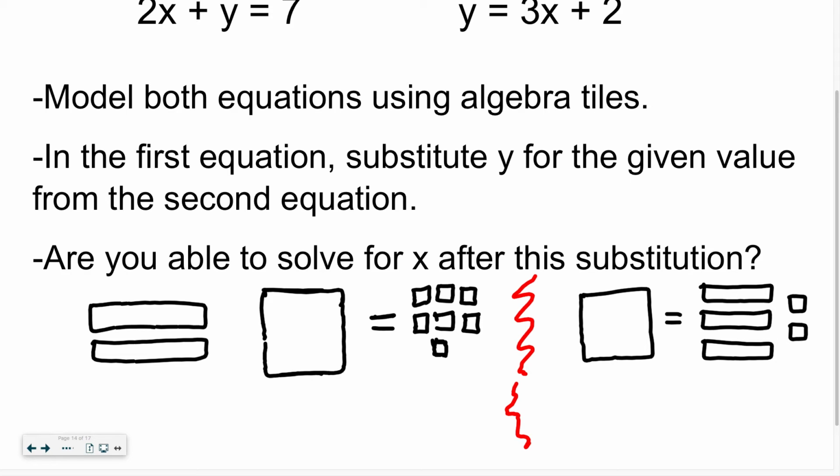If you were going to physically substitute, what would you physically move? What could you replace?